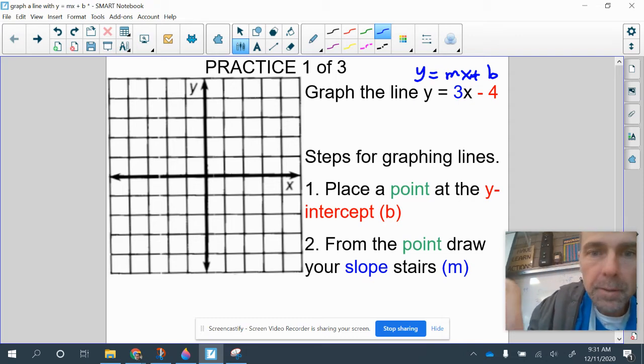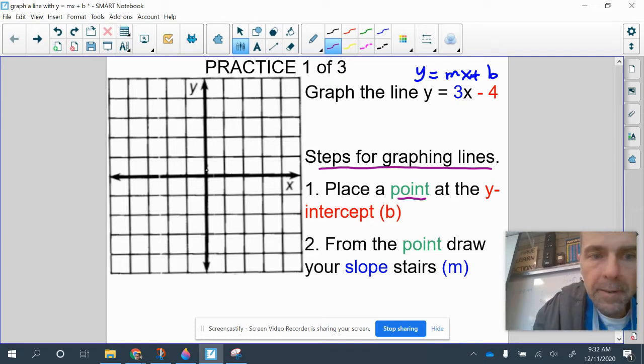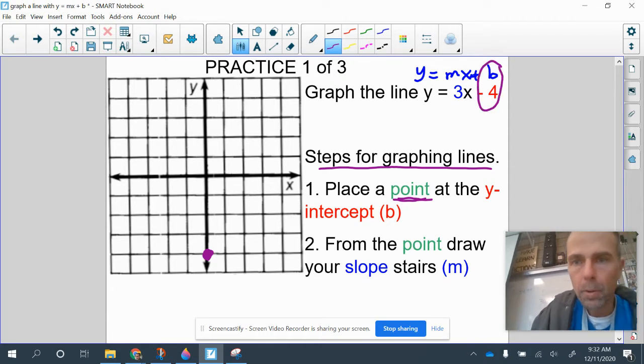Anyway, so let's do this. The steps for graphing lines: first step, place a point, a dot, at the y-intercept, the b. Can you guys see that b is -4? The y-intercept is where the line crosses the y-axis. So I go down 1, 2, 3, 4, and I put a point at -4. That's the first step.